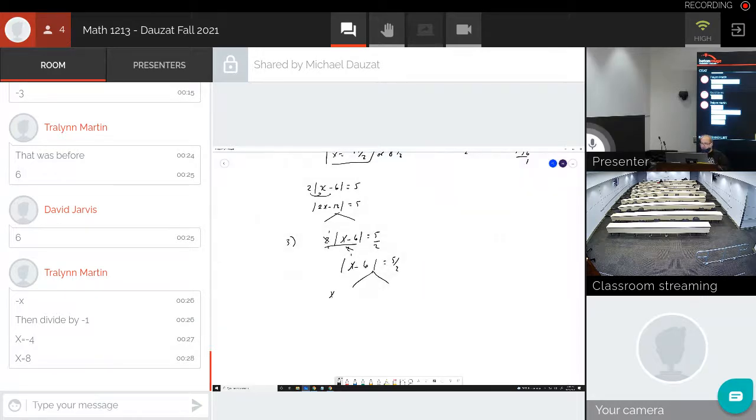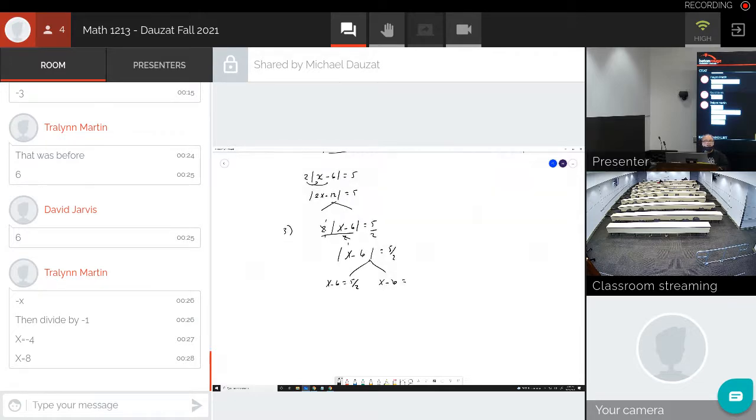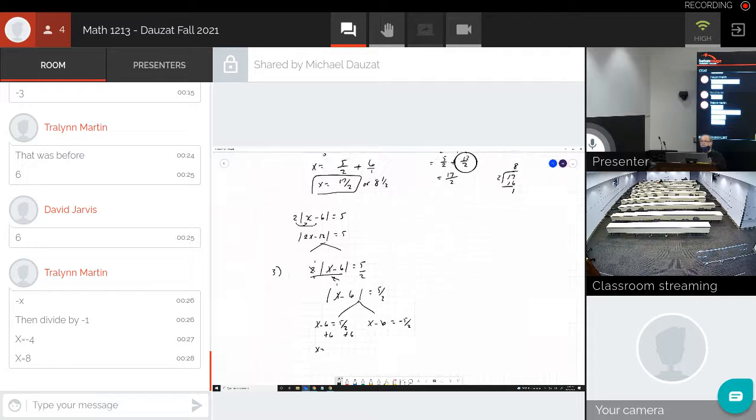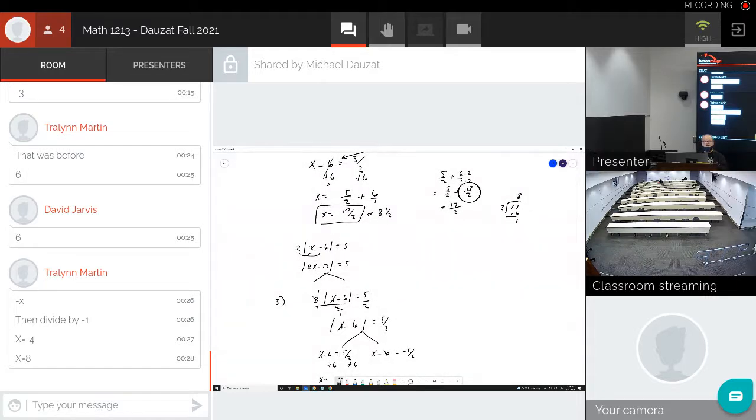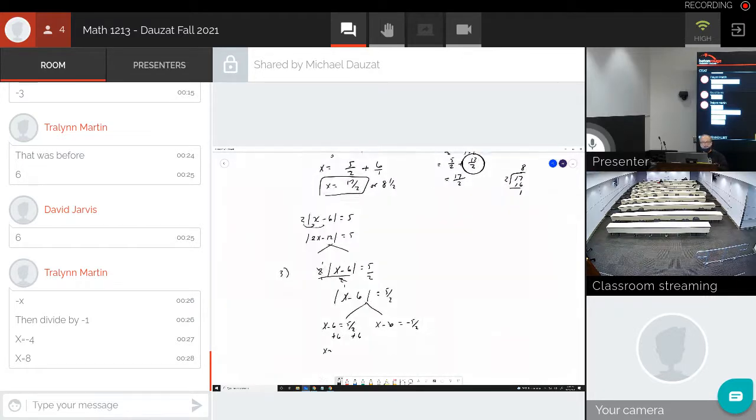Then we split it apart. So we have x minus 6 equals 5 halves, and what's the other? x minus 6 equals what? Negative 5 halves. Adding 6 to both sides, we get x equals, we've already done this one, 5 halves plus 6. Y'all see that one? So that was 17 halves.